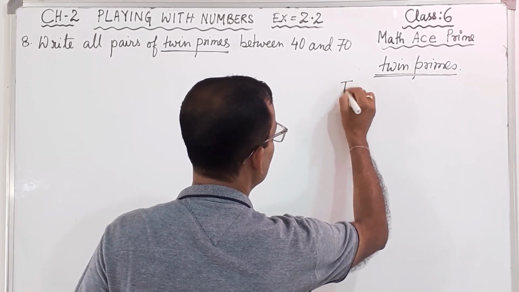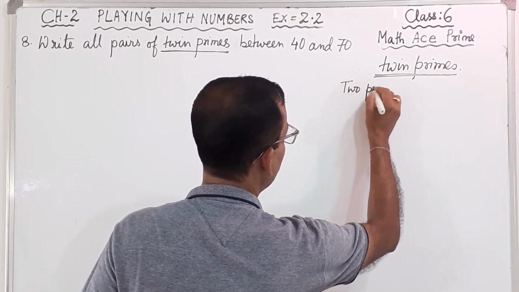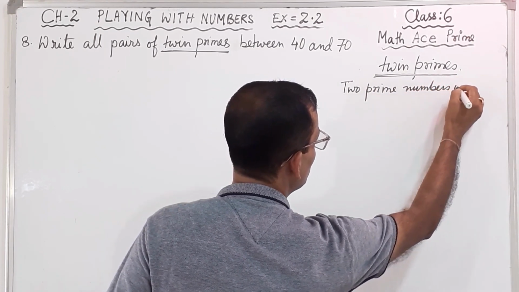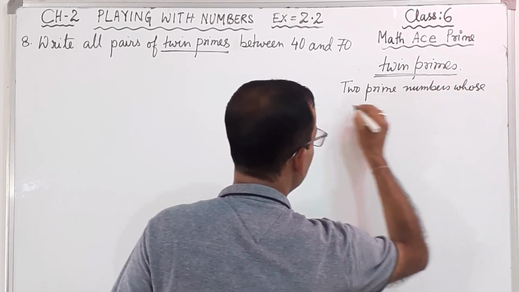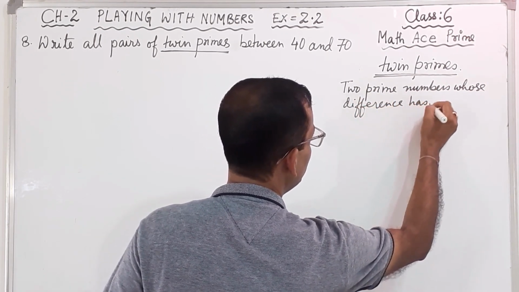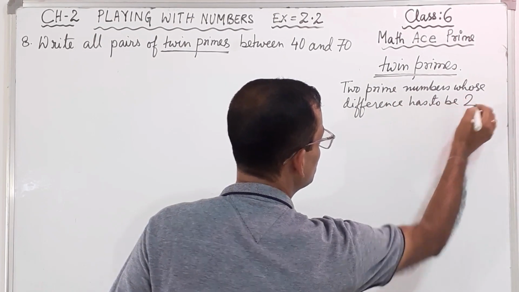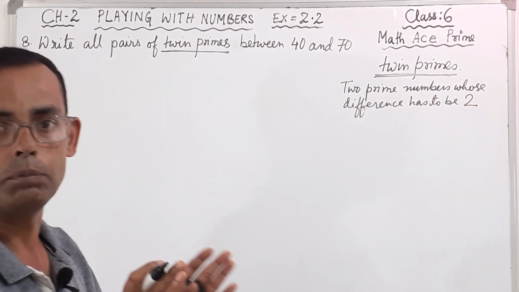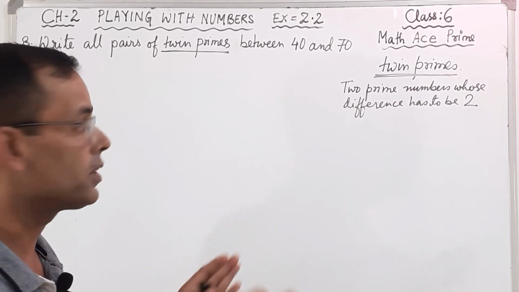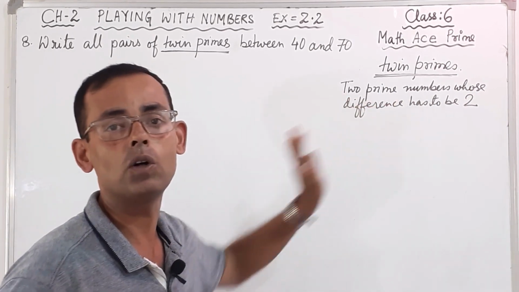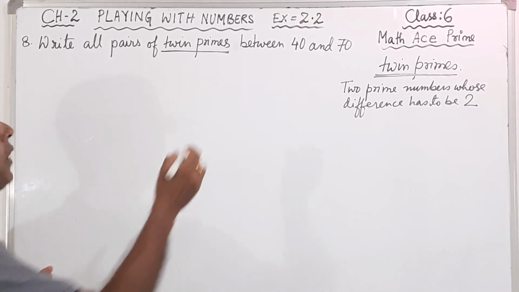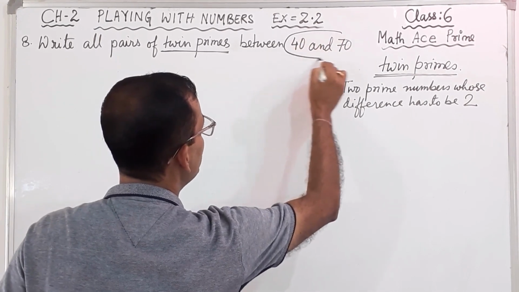So two prime numbers whose difference has to be 2. That means consecutive prime numbers whose difference is 2 are known as twin primes. Now we have to find out the twin primes between 40 and 70.